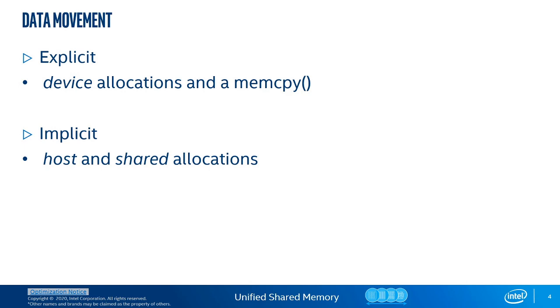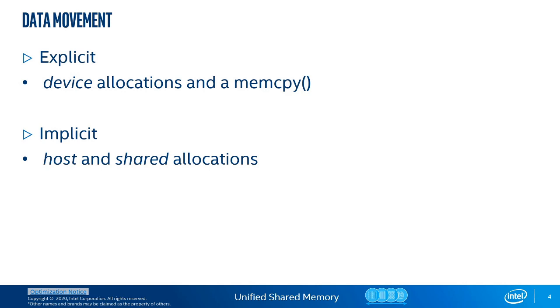Based on allocation type, there are two data movement strategies in USM: explicit and implicit. Different allocation types map to different strategies. Explicit data movement with USM is realized with device allocations and a memcpy member function in the queue and handler classes. This function is specific to DPC++. The programmer enqueues the memcpy operations to transfer data from the host to the device or from the device to the host.